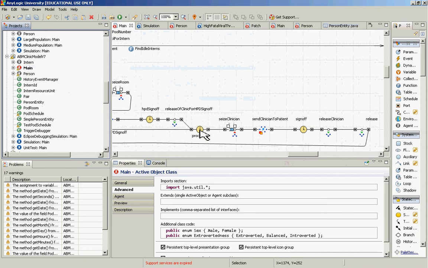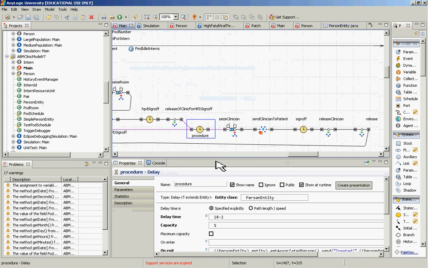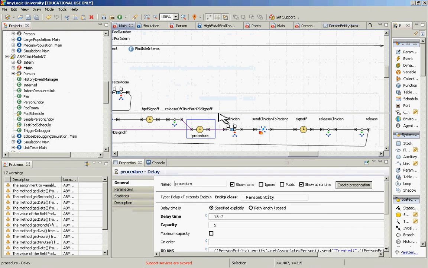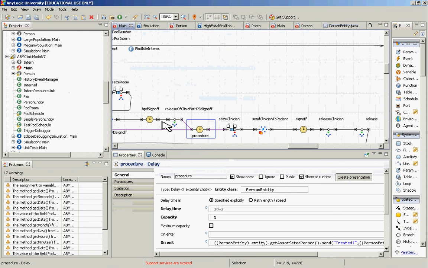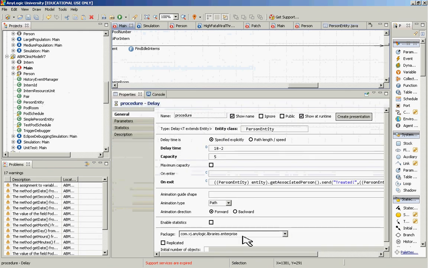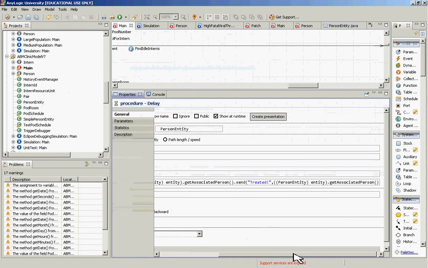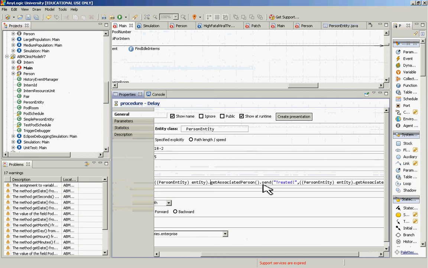For example, when the individual is treated in this procedure here, which occurs after preparatory procedures, they are sent a message which basically indicates that they have been treated. So in other words, the entity, instead of being an anonymous, faceless being that's passively operated upon within this context, is associated with a person, and we can send this person a message which basically says, okay, you've been treated now.